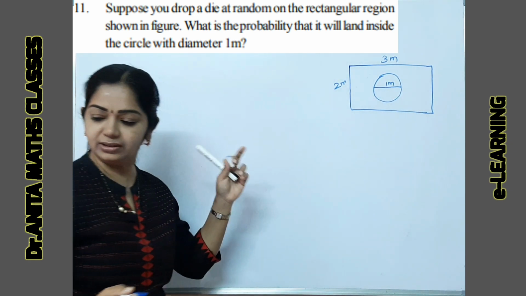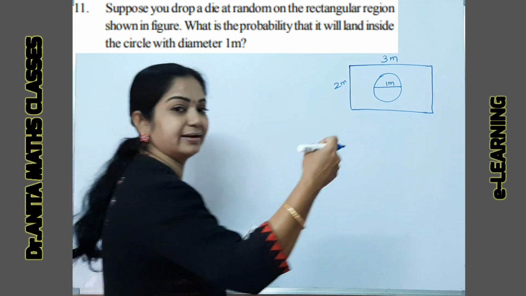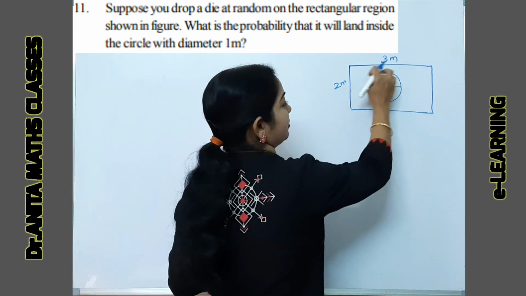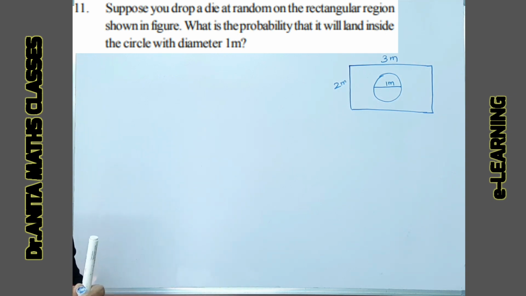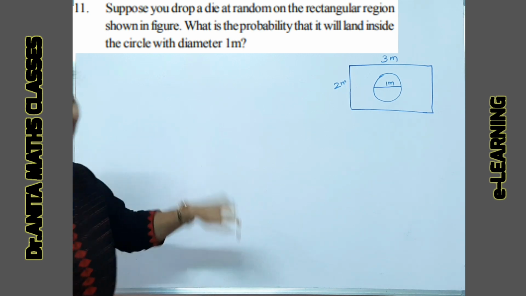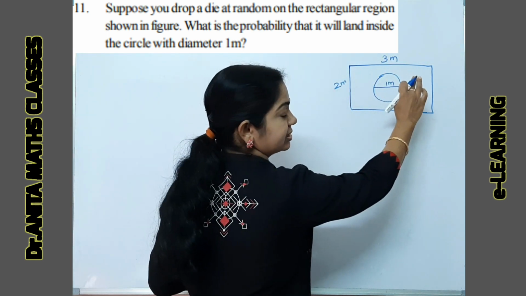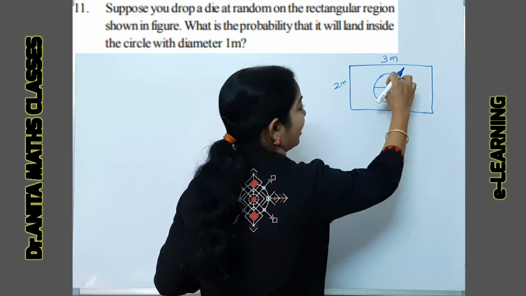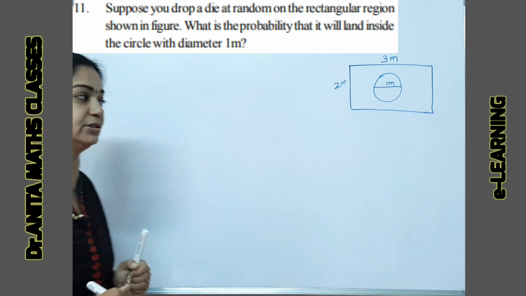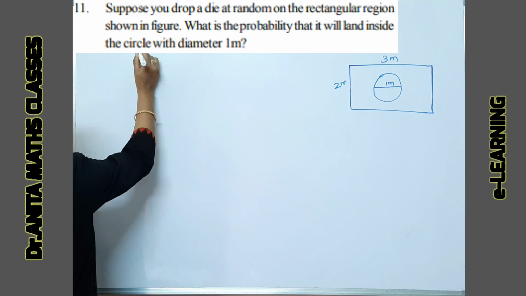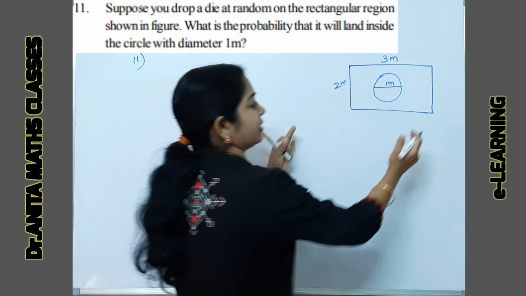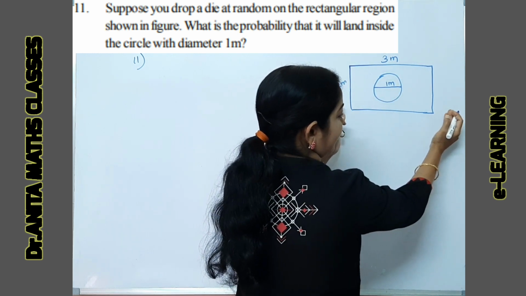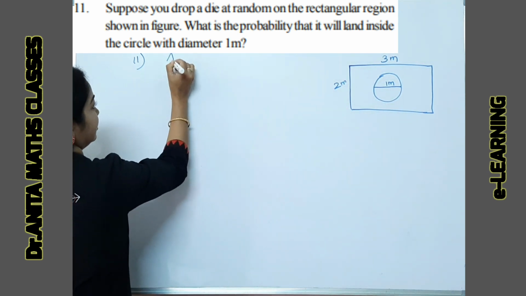So here, suppose you drop a die at random on the rectangular region, what is the probability that it will land inside the circle? If you drop a die on this, what is the probability that it will land in the circular region? That we need to consider. Since the region is asked, that means we have to calculate the area. Let me calculate the area of the rectangle here.